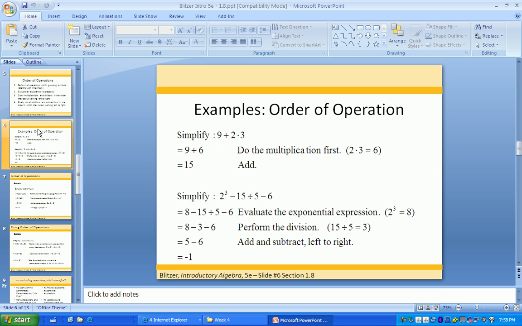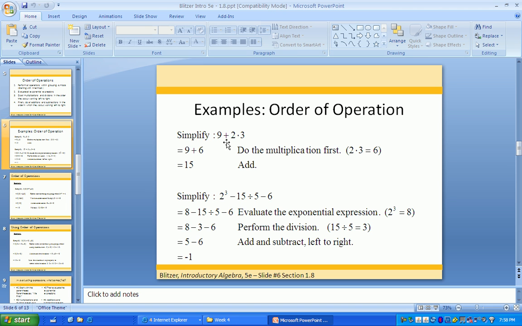So here's some examples of order of operations. Here we have 9 plus 2 times 3. Order of operations tells us that here we have an addition and a multiplication, and multiplication comes before addition, so we do the multiplication with these two numbers first. So 2 times 3 is 6. So now we get 9 plus 6. Now we can do our addition. 9 plus 6 is 15.